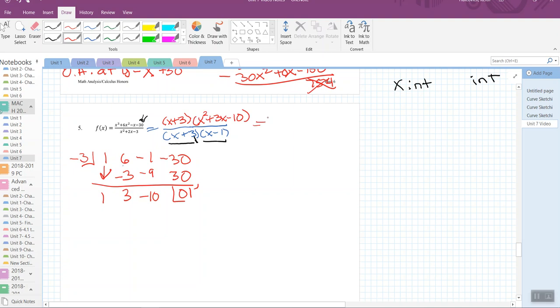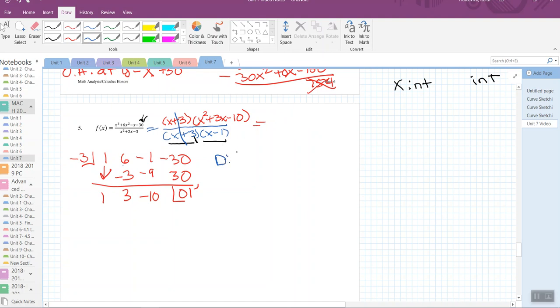All right, and that factors even more to x plus 3 times x plus 5 and x minus 2. However, those won't cancel, so I'll leave it like that right now, and I'll just cancel these. But first, let's do the domain.